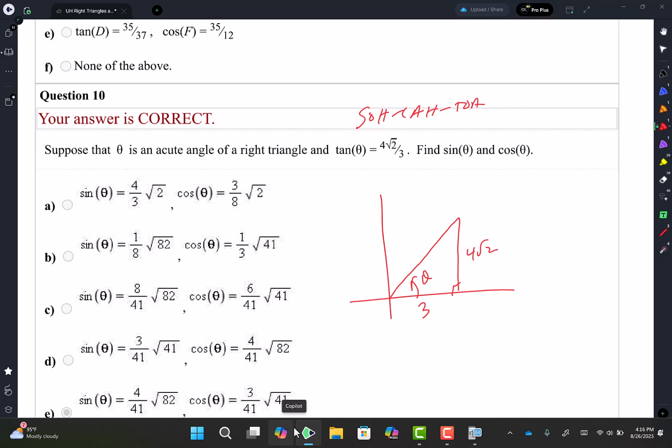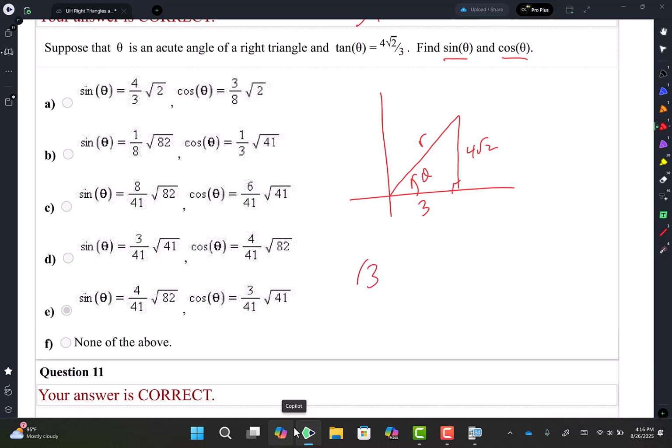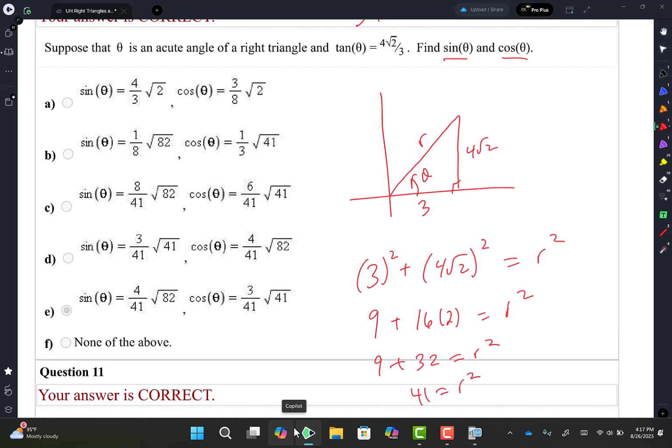I'm going to do the Pythagorean theorem because I need the hypotenuse, r. So 3 squared plus 4 square root of 2 squared equals r squared. 3 squared is 9. 4 squared is 16, and square root of 2 times square root of 2 is 2. 16 times 2 is 32. 32 plus 9 is 41. So when I take the square root, r equals the square root of 41. Are we still okay, guys?